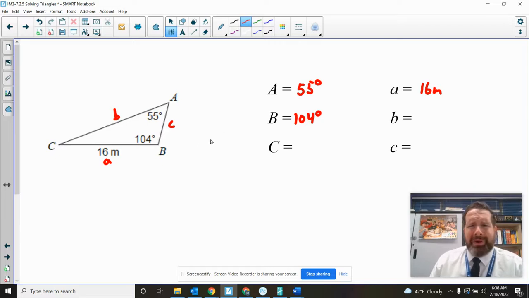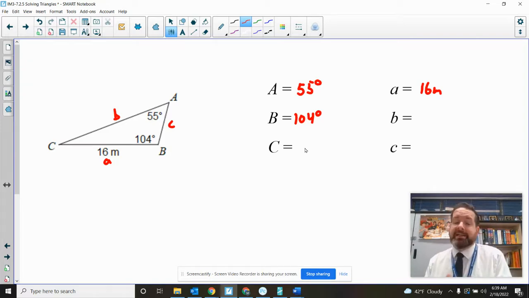Let's not work too hard. The easiest thing to find is going to be angle C, because all the angles in a triangle add up to 180, right? So do a little subtraction of the 104 and the 55. We know that angle C is a 21-degree angle. Nice. With that in mind, I'm going to go ahead and label it, actually.